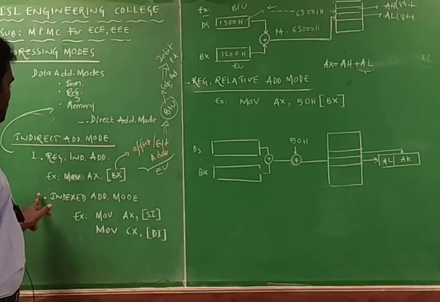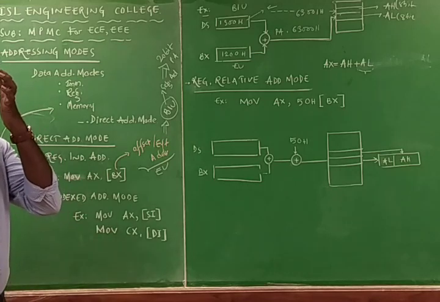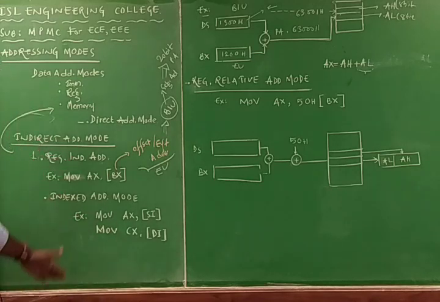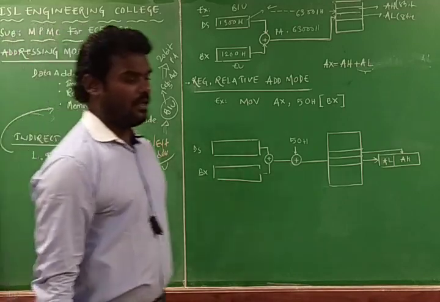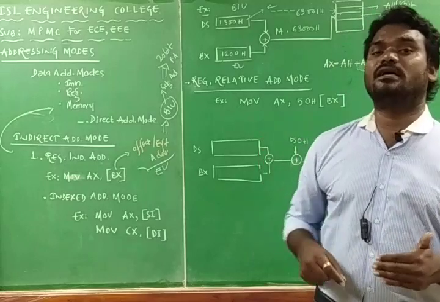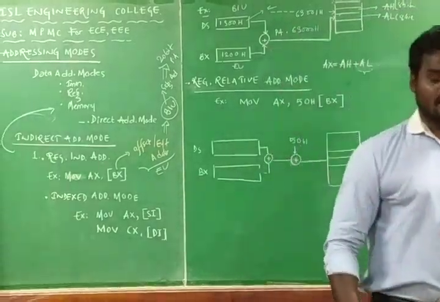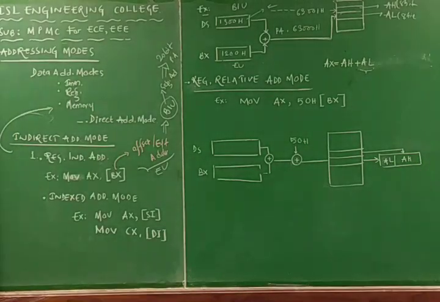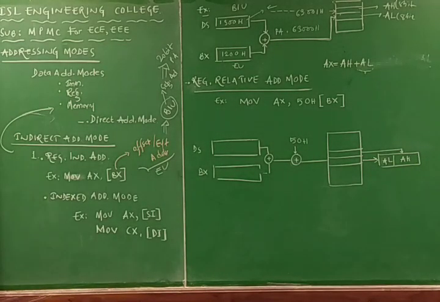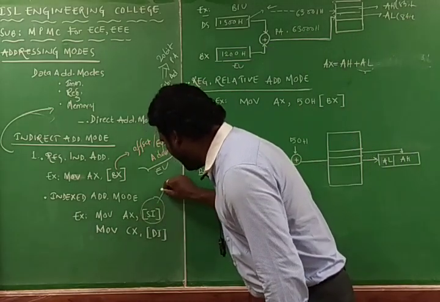Coming to the next one, index addressing mode. It is very similar to this one only. Index addressing mode means what? Here the offset address is specified in the index registers. We know that there are two index registers, the source index register and the destination index register. That means here the offset address is specified in the index register.